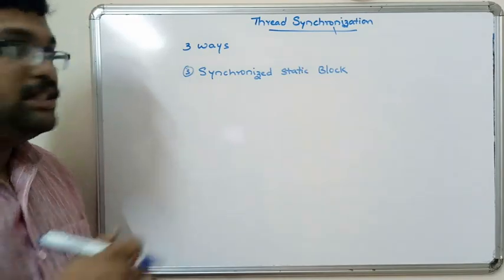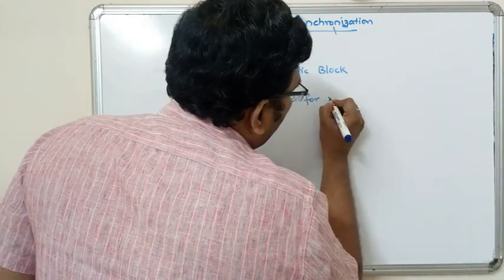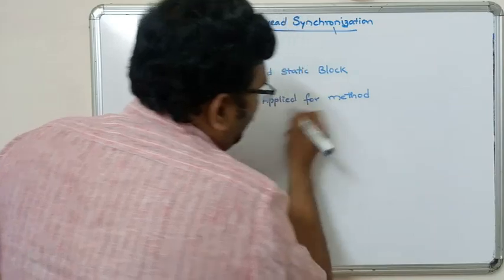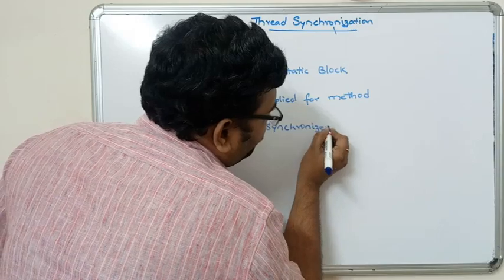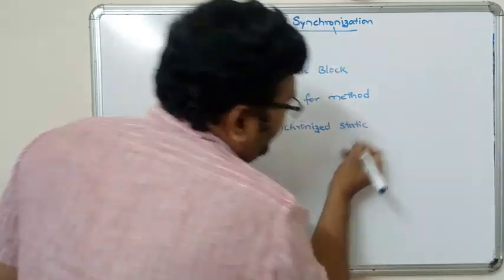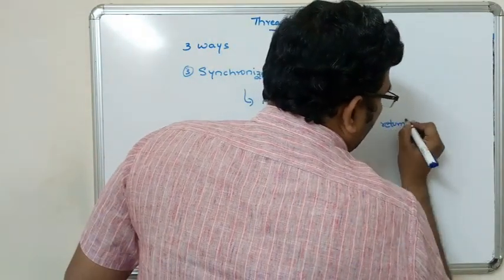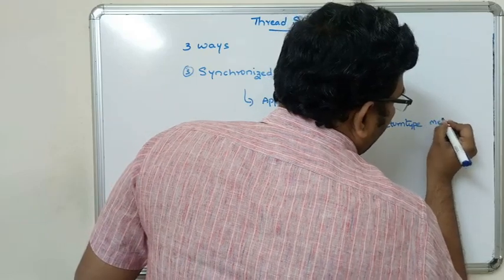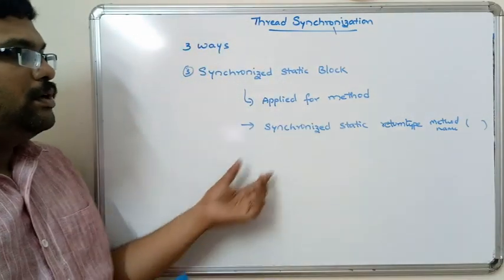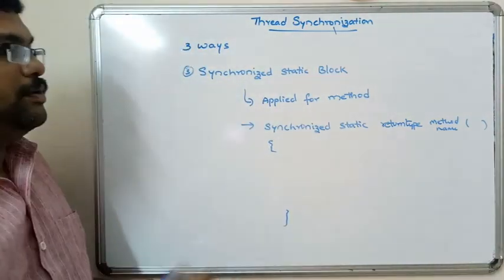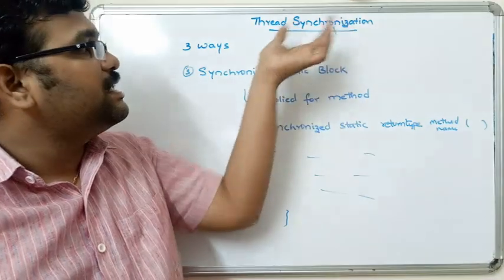Similarly, this is also applied for a complete method. We have to use the keywords synchronized static followed by the return type and method name. This is also a block. So this is the third way in which synchronization can be achieved.